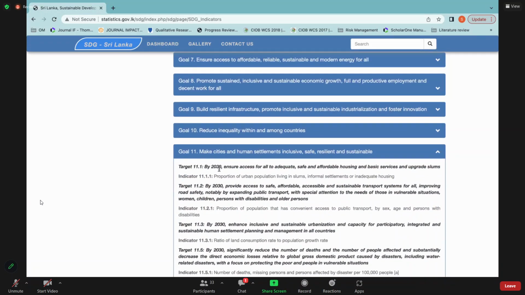So for target 1, by 2030, ensure access for all to adequate housing. How can we check that? The indicator is the proportion of urban population living in slums, informal settlements, or inadequate housing. So what's the proportion of your urban population that's living in slums?